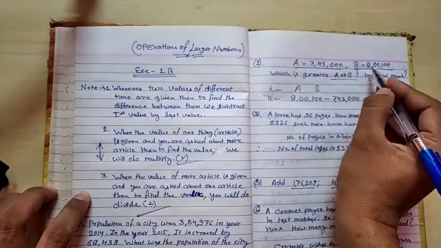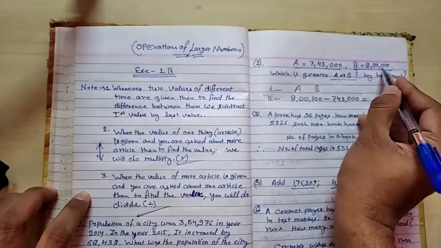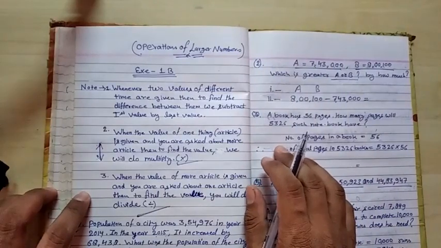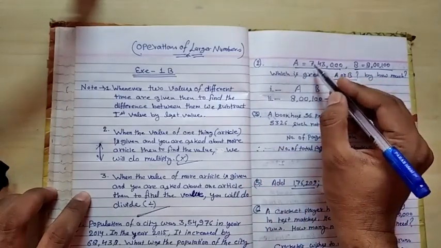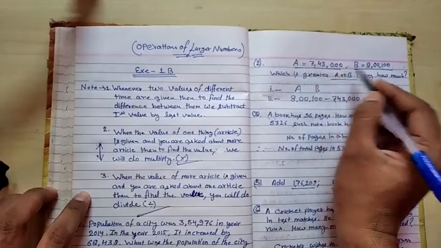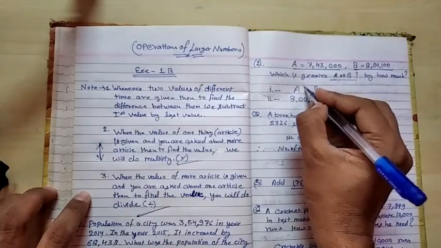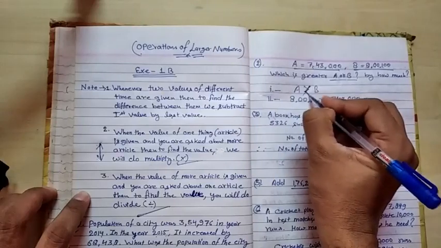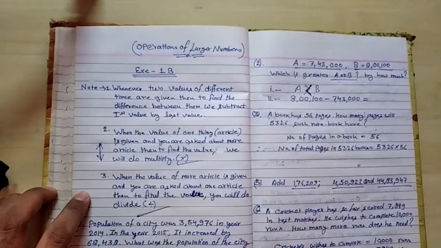You can find it easily, because 1, 2, 3, 4, 5, 6 and 1, 2, 3, 4, 5, 6, in both the numbers 6 digits are there. So in that case, as I told you, we just check the leftmost digit. In this number the 7 is there, here the 8 is there. So you can see clearly that value B is greater than A.